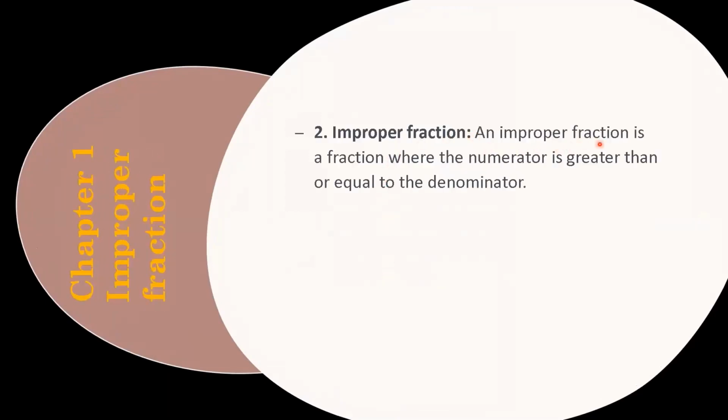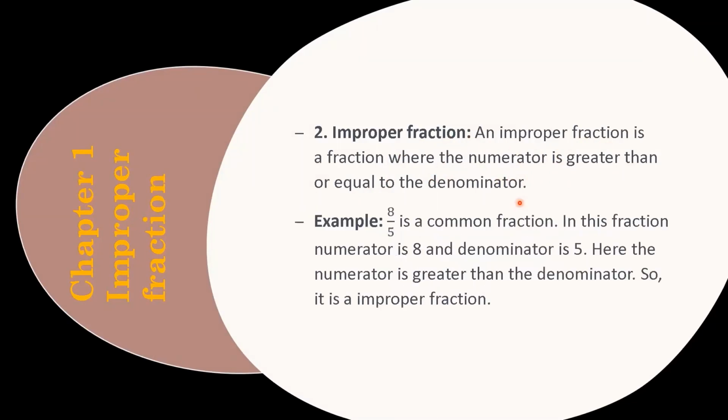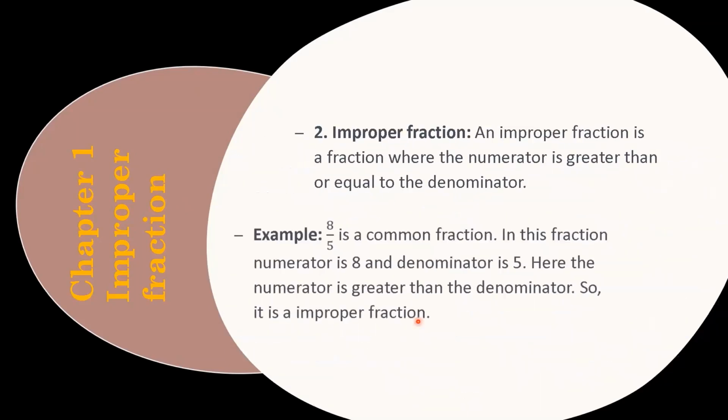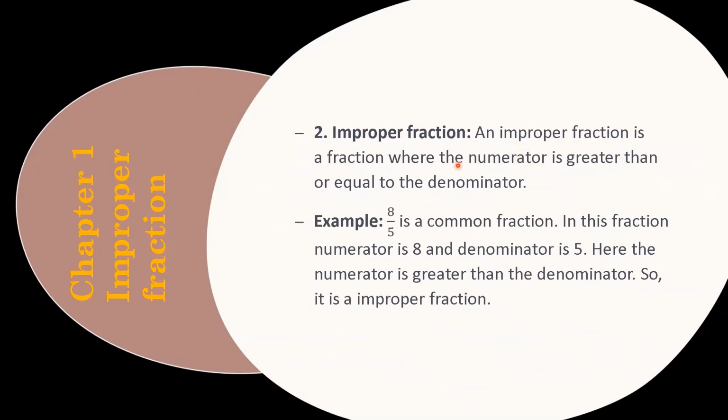Now, the next one is improper fraction. An improper fraction is a fraction where the numerator is greater than or equal to the denominator. As you can see the example, 8 divided by 5 is a common fraction. In this fraction, numerator is 8 and denominator is 5. Here the numerator is greater than the denominator, so it is an improper fraction.